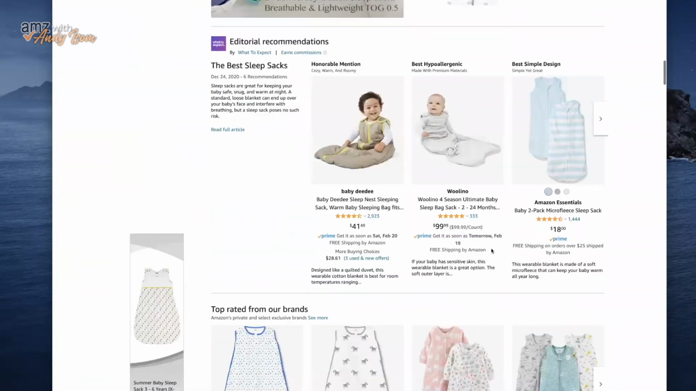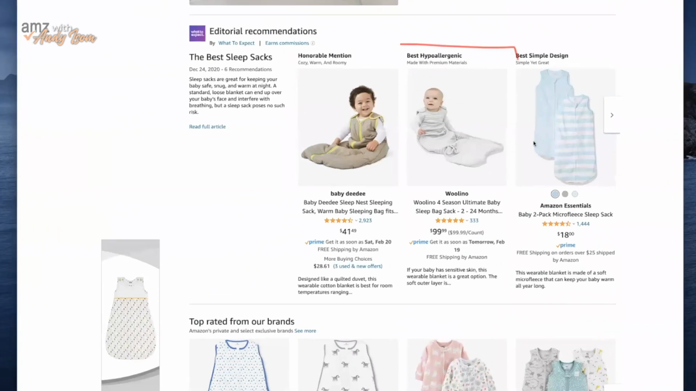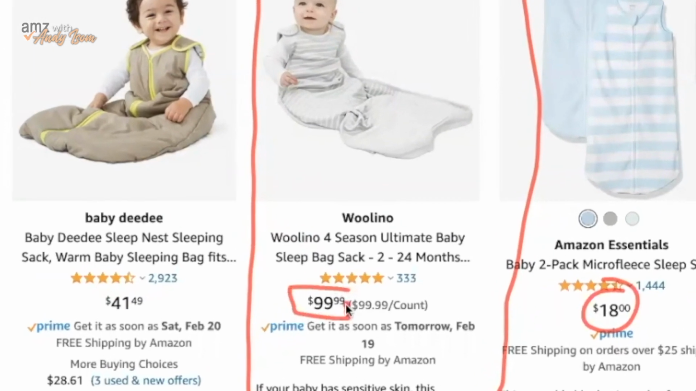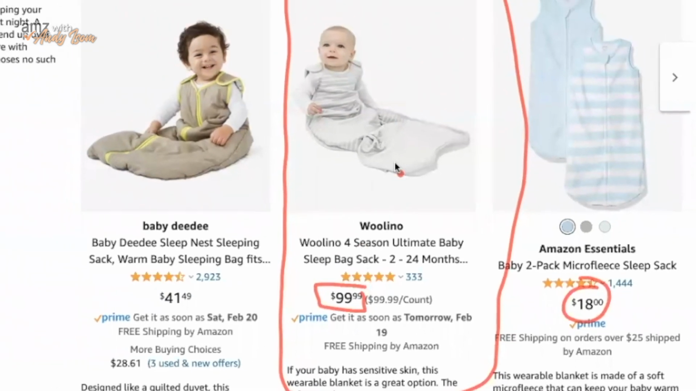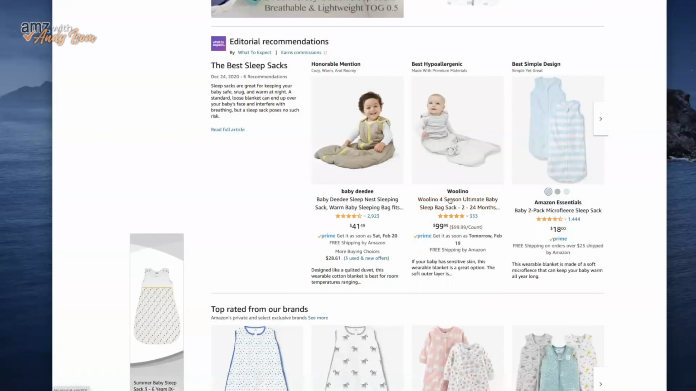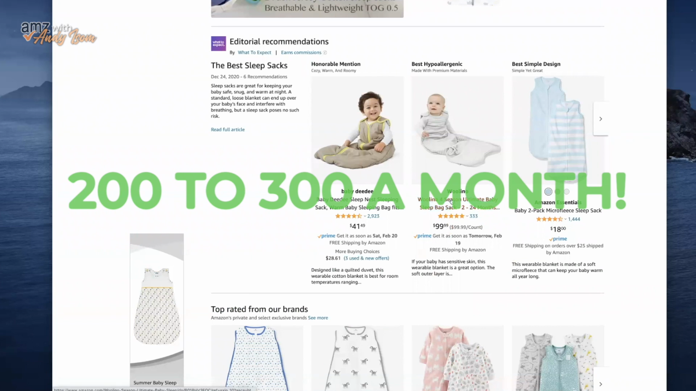I saw one of those on here. Check this. All these other sleep sacks we're seeing on this page are like 18, 20 bucks, right? Oh, this one's 41. But check these dudes out. $100 for one sleep sack. 333 reviews. I actually checked the Jungle Scout data on these guys. They're selling around 200 to 300 a month.